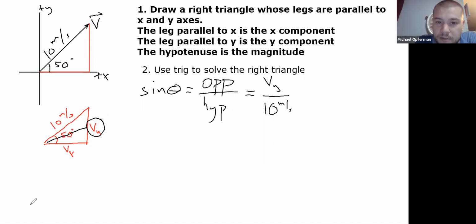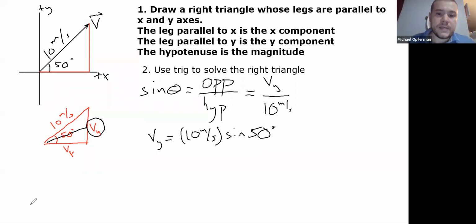So this means that Vy equals 10 meters per second, if I multiply that by both sides of the equation, times sine of 50. 10 meters per second times sine of 50. And if I compute that, sine of 50 times 10, I get 7.6, or 7.7 actually, meters per second.